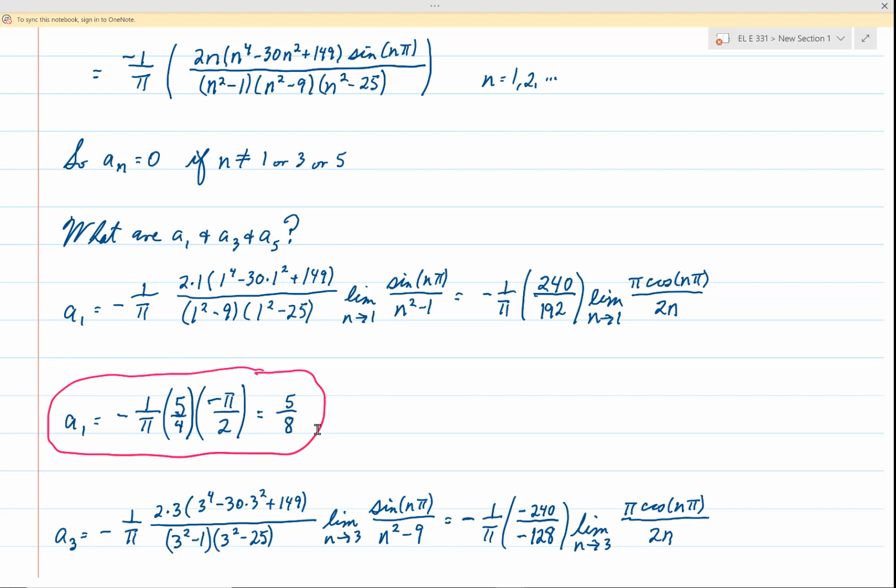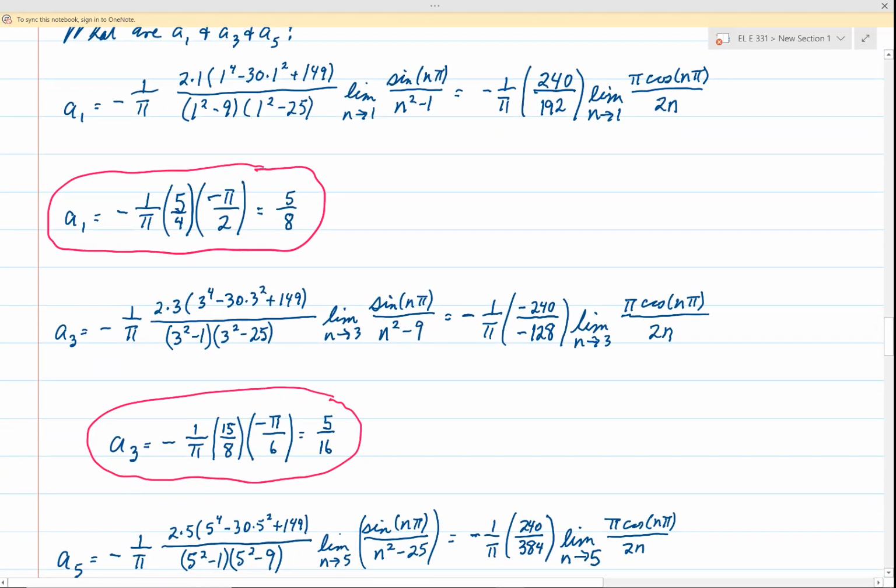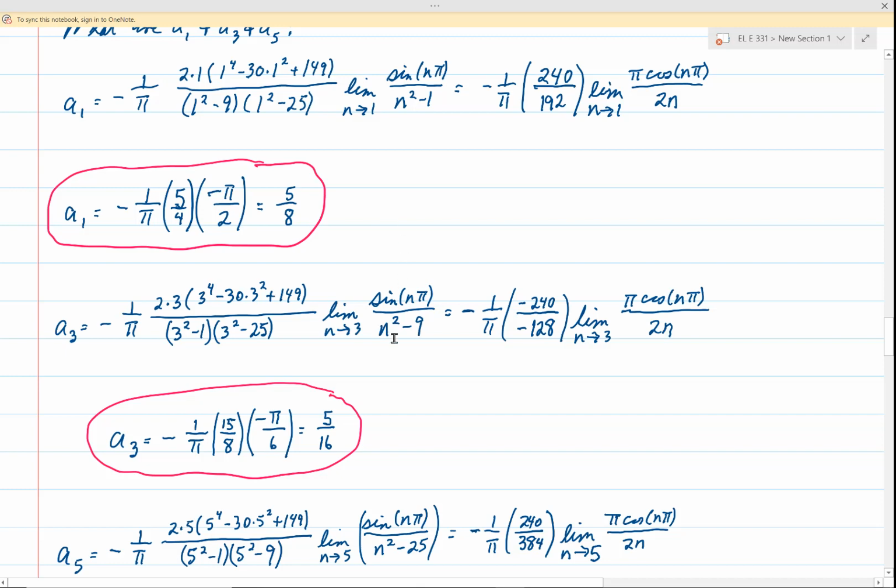When we do the same thing for n equals 3, this time we will need to take the n squared minus 9 under the sine n pi, because when n is equal to 3, that's the term that will go to 0 in the denominator, and then we leave n squared minus 1 over here. That's the only difference from what we had before, except that now we evaluate for n equals 3 rather than n equals 1. And when we do it, and again use L'Hopital's rule for this, and as I said, evaluate at n equals 3 instead of n equals 1, we will get 5/16.